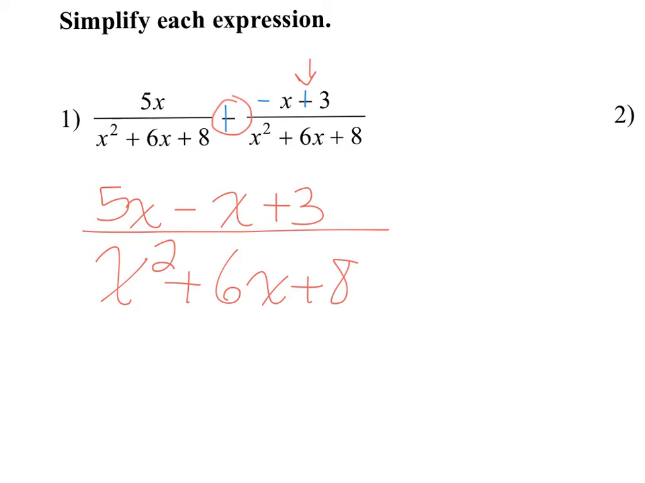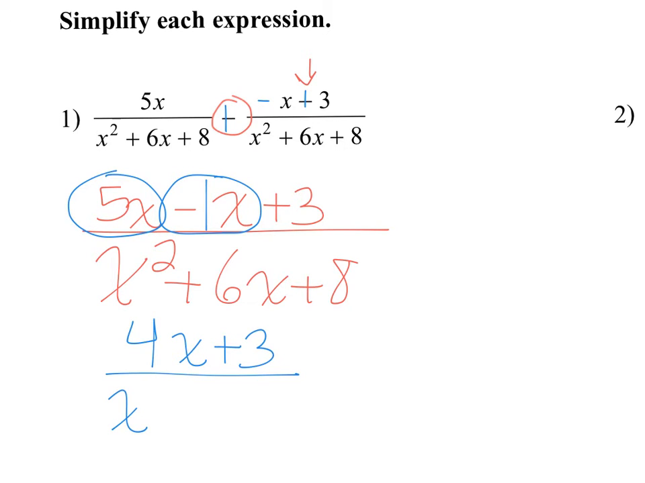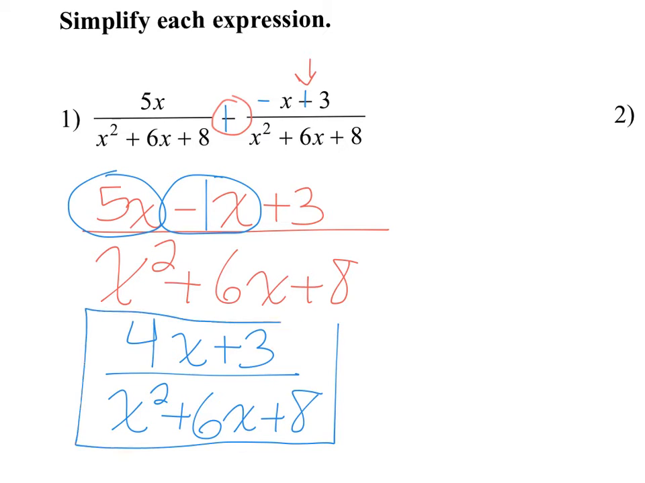So the only things that we can combine are the 5x plus the 1x. I'm sorry, minus the 1x. See? You got to be careful. So that's 4x plus 3 over our denominator. Okay. And that is all.